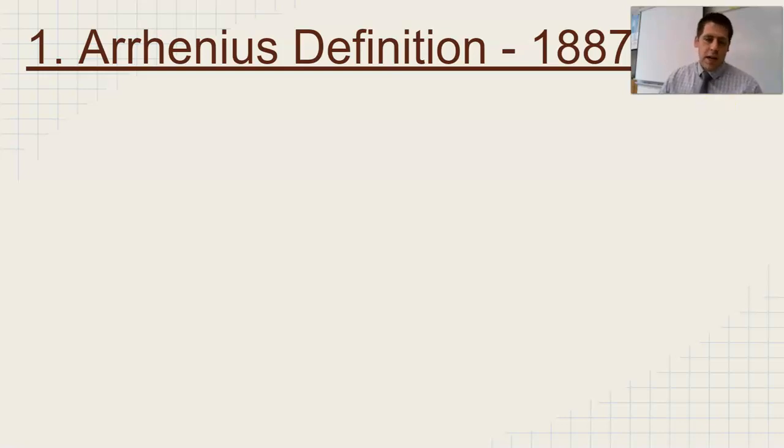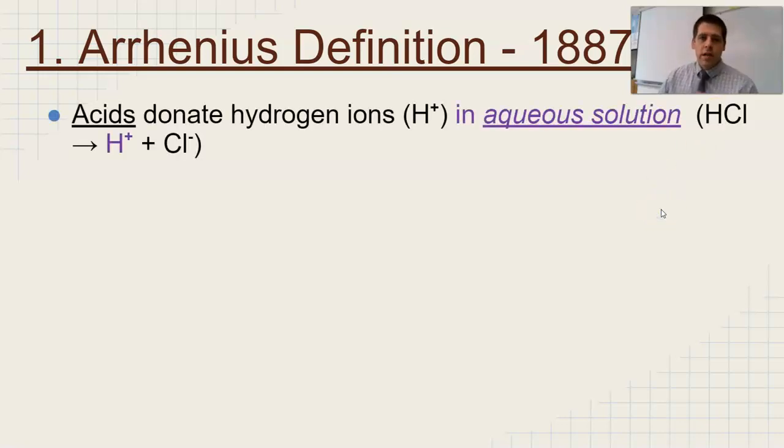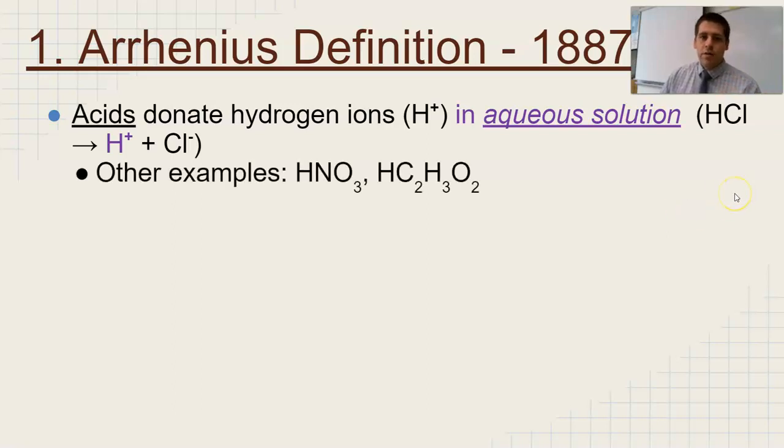This goes back to the late 1800s, where it was established by this guy with the last name of Arrhenius, that acids donate hydrogen ions. They give off H's in solution. And so HCl is a common acid. It dissociates into H plus and Cl minus, and because it's producing an H plus in solution, it's therefore an acid. Other examples are HNO3, nitric acid, and acetic acid is this other one here.